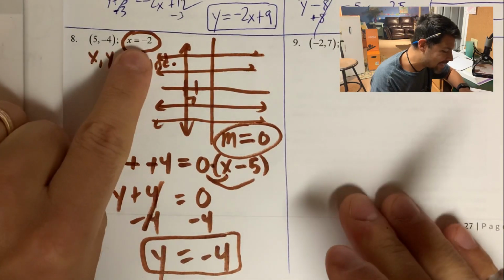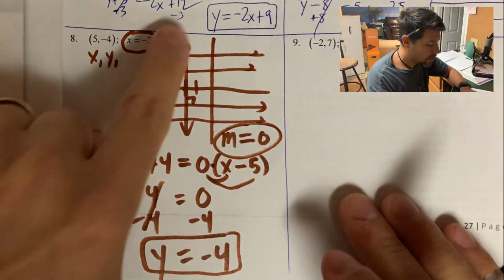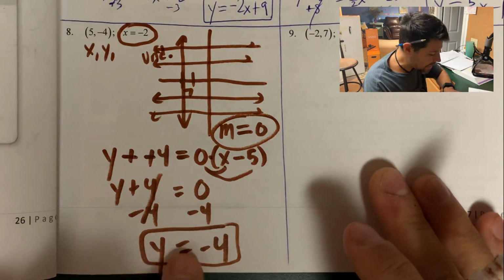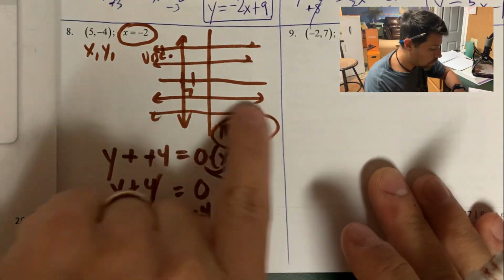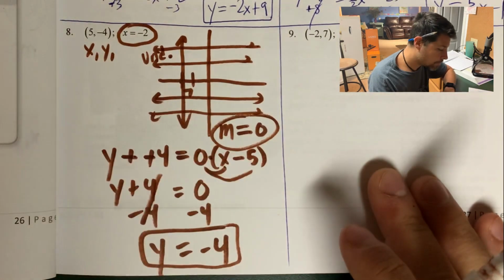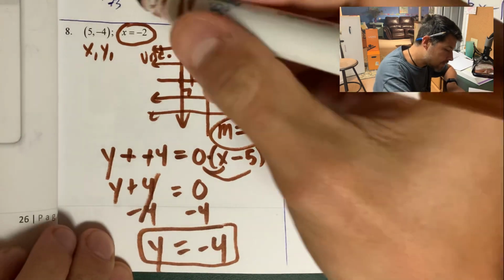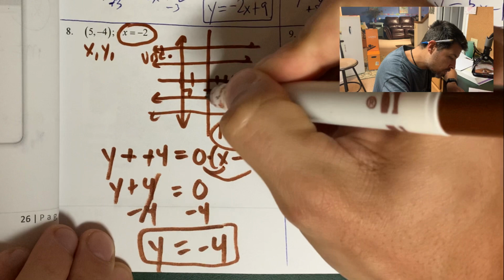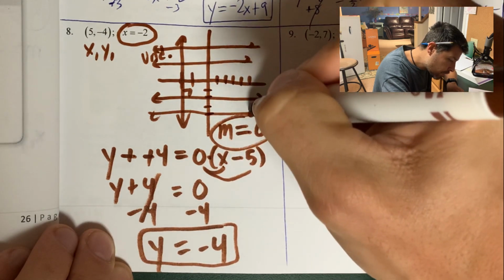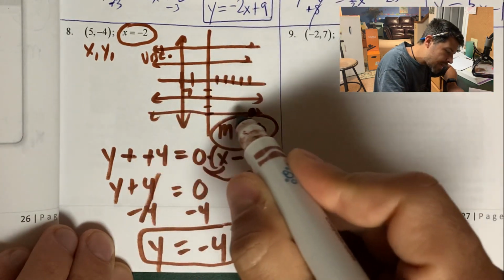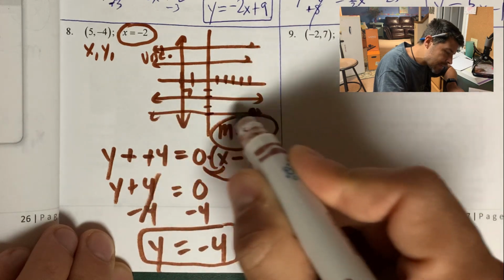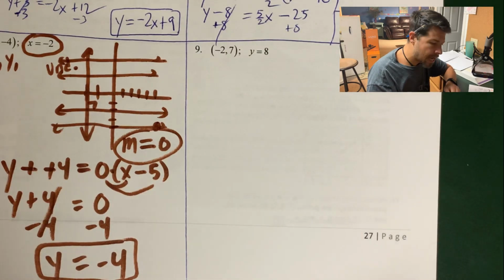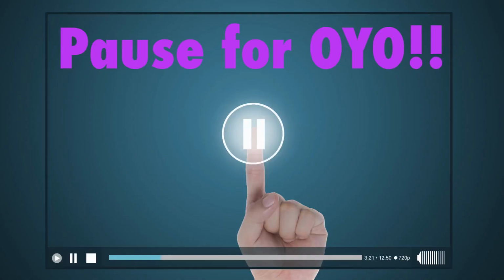Remember something with this question. Whenever I have x equals a number, and that's all, it's always a vertical line through the x-axis. When I have y equals a number, and that's all, it's a horizontal line through the y-axis. And so if I think about the graph of this, it goes through the point 1, 2, 3, 4, 5, down 1, 2, 3, 4. It's going to go through that point and be horizontal through the y-axis at negative 4. I want you to pause the video and think about number 9 and try to do that question.